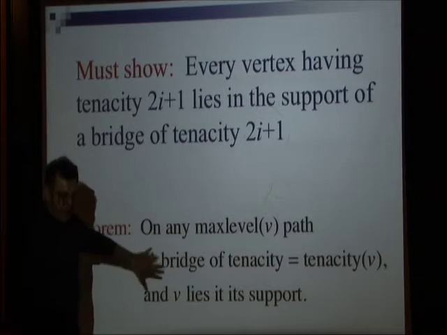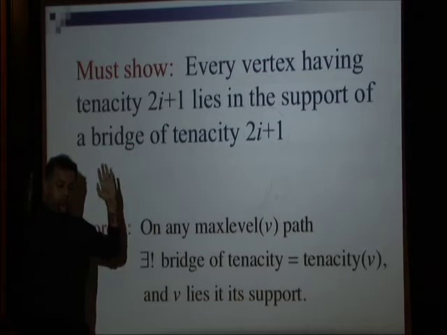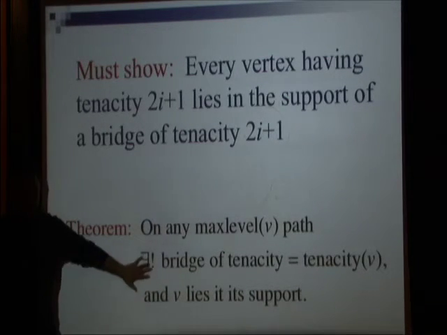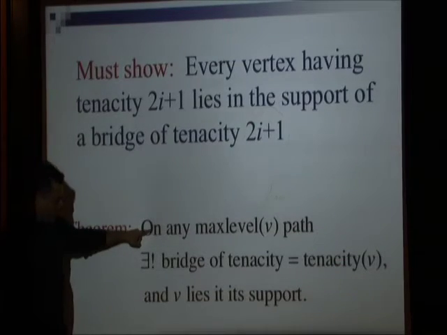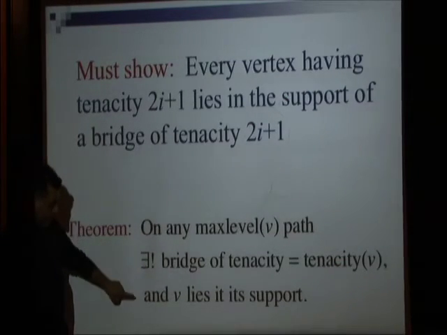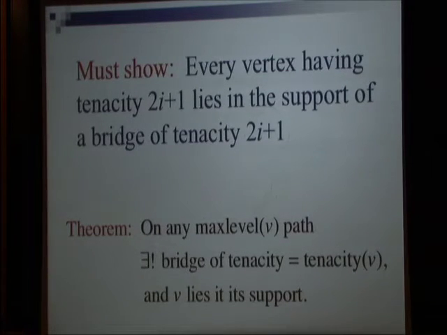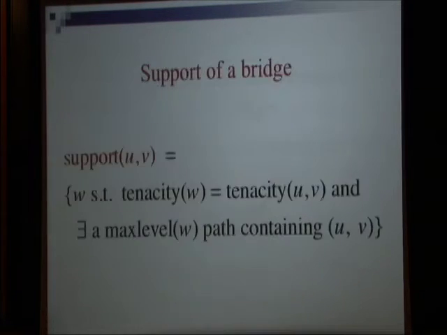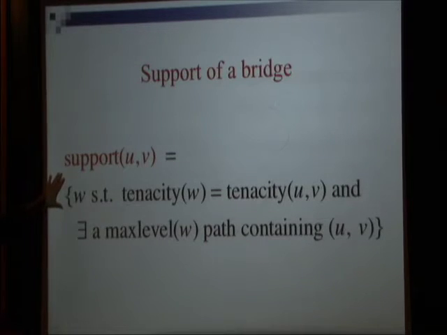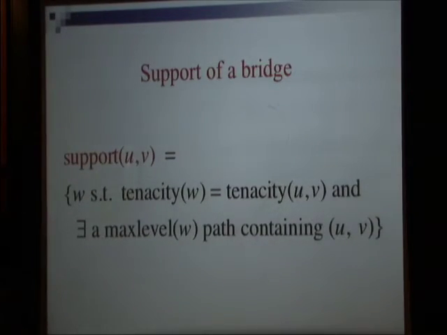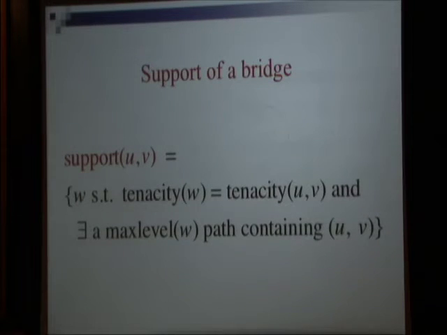I mean, all these properties of blossoms are needed for many purposes, but one of the big purposes is to prove this: that on every max level V path, there is a unique bridge of tenacity equal to the tenacity of V, and V lies in its support. Okay? So from now on, we can give a totally graph theoretic definition of support. It's all those vertices W which have the same tenacity as UV, and there is a max level path that contains this bridge UV.